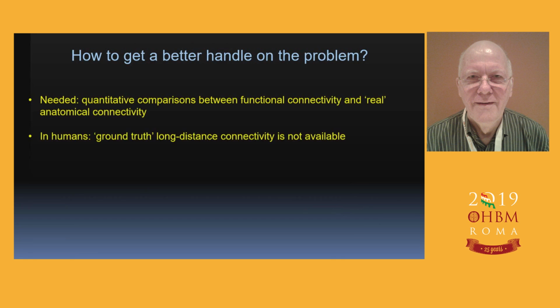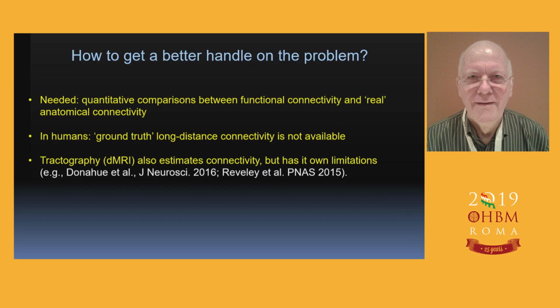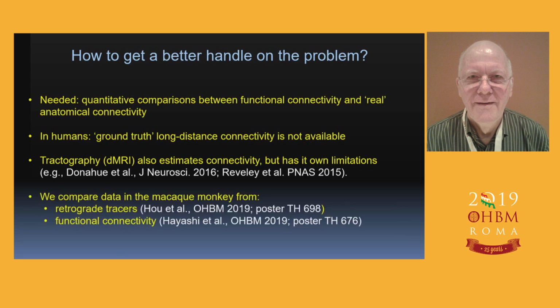That's not readily available in humans. We don't have any ground truth for long-distance connectivity data now, and we're not likely to get any anytime soon. We do have the alternative of tractography from diffusion imaging, which is in some ways arguably a more direct measure of wiring in the brain leading to connectivity, but as my lab and many others have shown, it has pretty significant limitations.